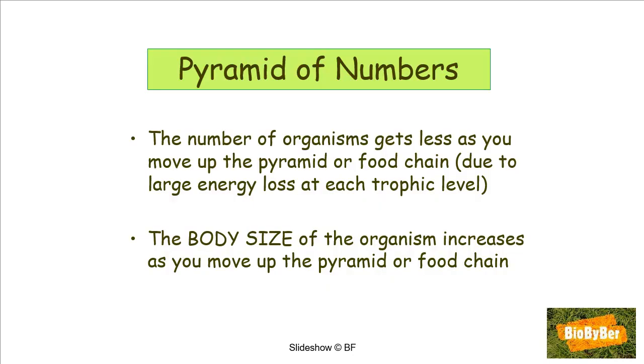Another thing to be noticed about the pyramid of numbers is, apart from the fact that the number of organisms get less as you move up the pyramid or move up the food chain, due to the energy loss at each trophic level, we also notice that the body size of the organism increases as you move up the pyramid or the food chain as well. So for example, the hawk and the blackbird are bigger than the worms and the woodlice.